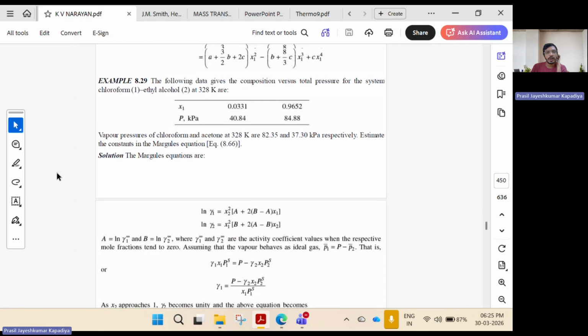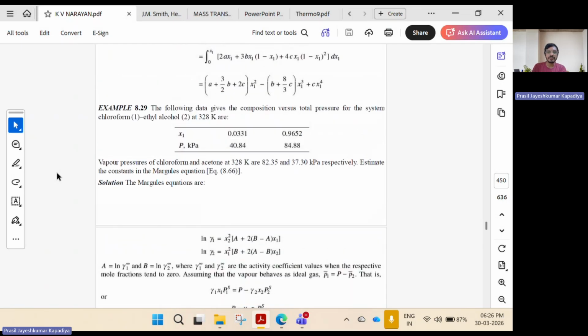Now there is one more problem. The following data gives the composition versus total pressure for the system chloroform and ethyl alcohol at 328 Kelvin. When the chloroform concentration is 0.0331, P is 40.84 kilopascal, and when it is 0.9652, P is 84.88 kilopascal.